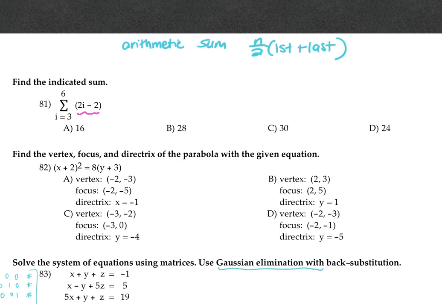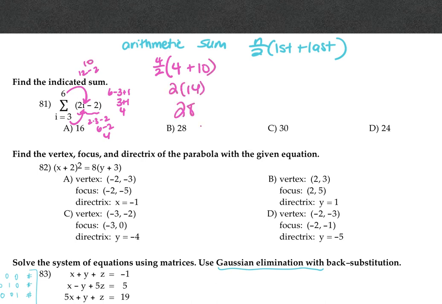To do first and last, I have to do n, which would be 6 minus 3 plus 1, or 3 plus 1, which is 4. So there's 4 terms. 4 goes over 2. First, I would plug in 3, so 2 times 3 minus 2 is 6 minus 2, which is 4. That's the first term. And the last, I'm going to plug in 6, so 12 minus 2 is 10. 2 times 14 would be 28.